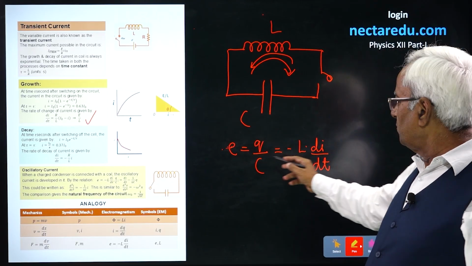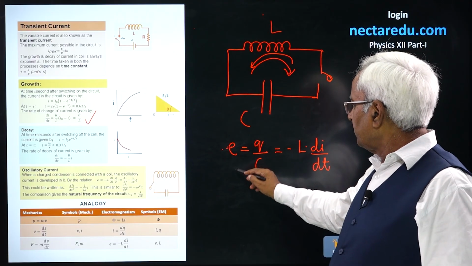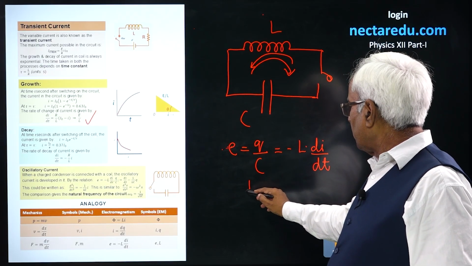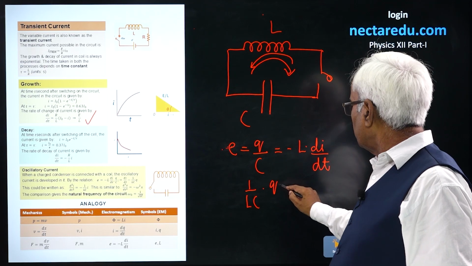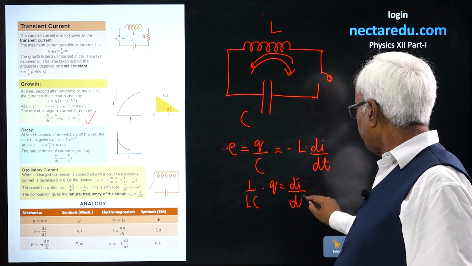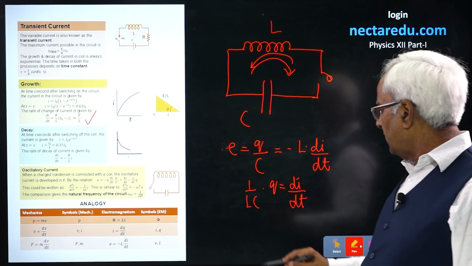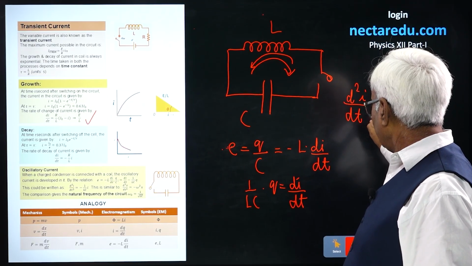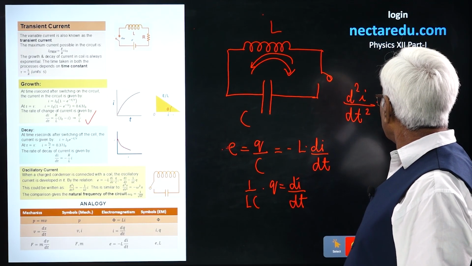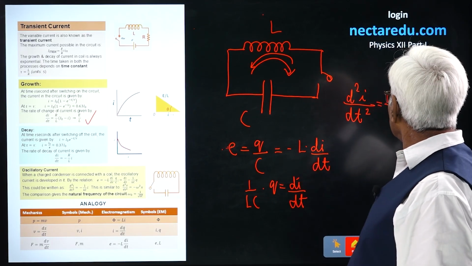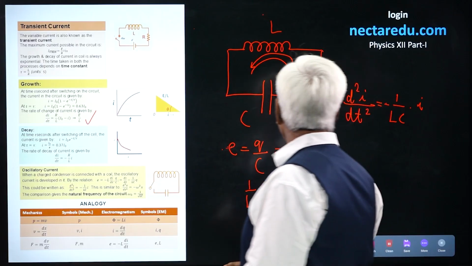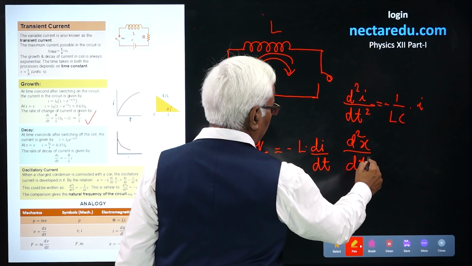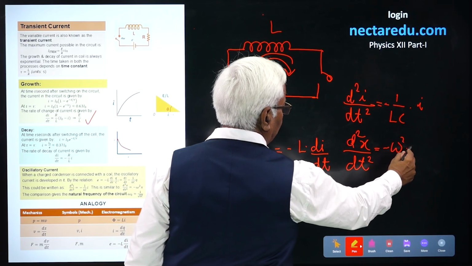Second law, Faraday's, E equal to minus L di dt. Then you can say here this 1 upon LC into Q, this is di dt. Another step higher, you are going to get this result: d2i dt2 equal to minus 1 upon LC into dq dt, which is going to be I. You see, this is very interesting. This is the relation just like d2x dt2 equal to minus omega square x.